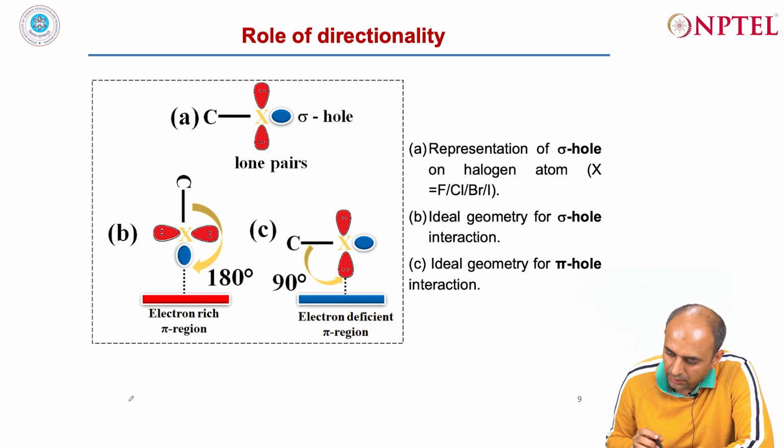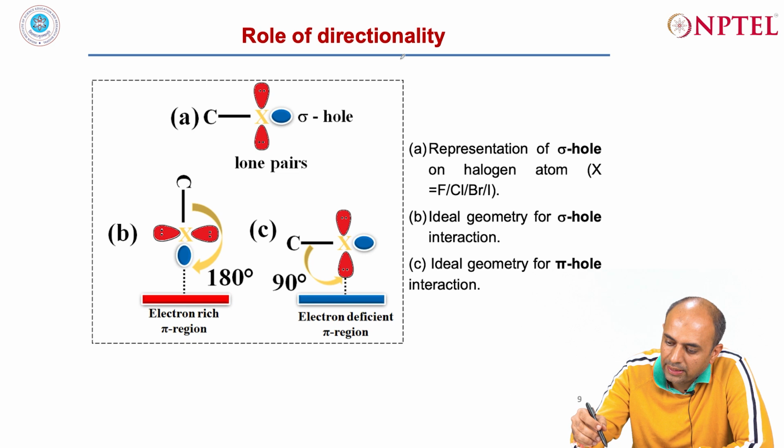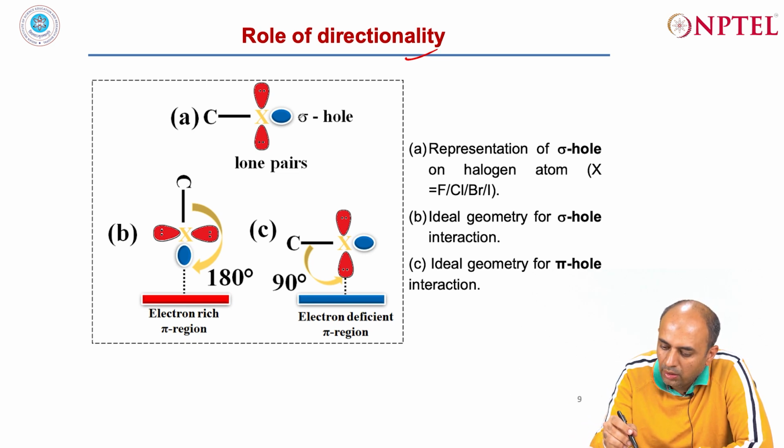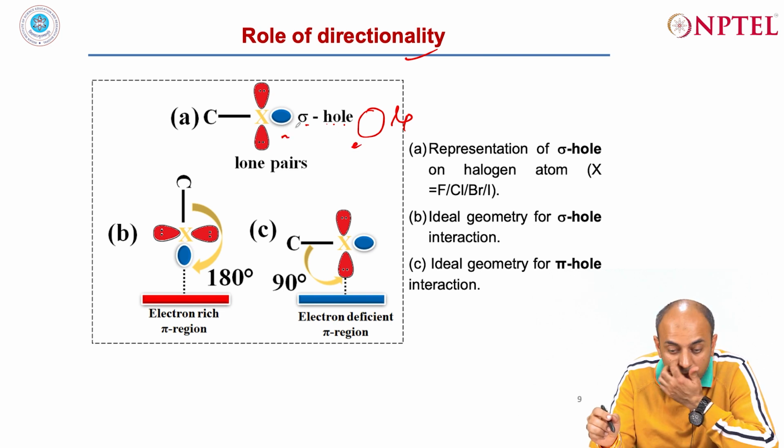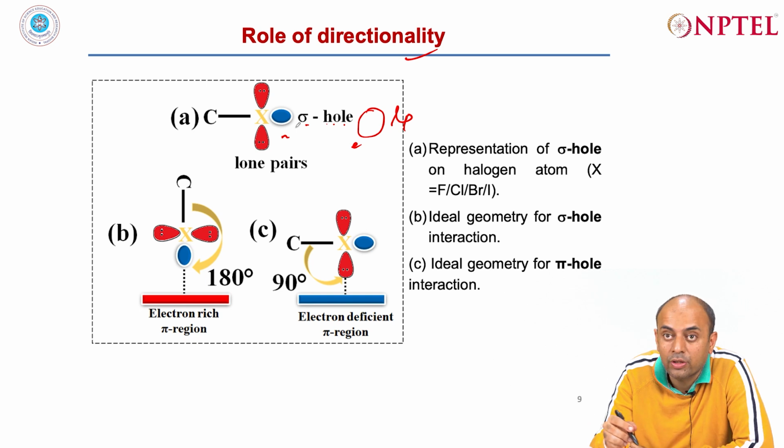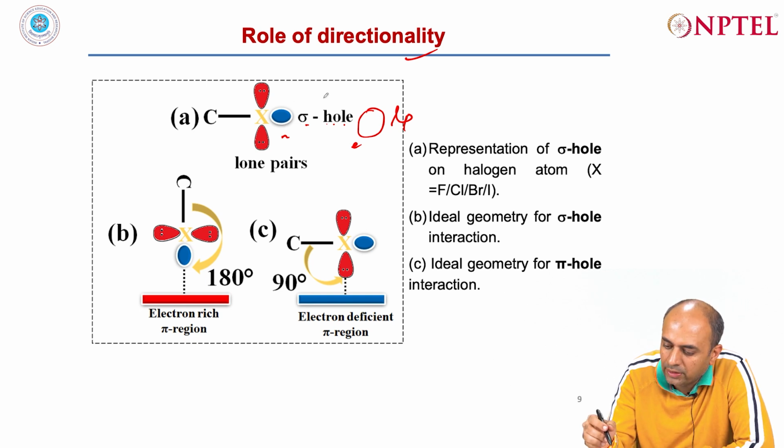So now we can see this thing as well, which is the role of directionality. The role of directionality is very important, where the sigma hole on the halogen tries to interact with a lone pair of electrons so as to maximize the electron nucleus attraction and minimize the electron repulsion, and therefore, the directionality ideally should be around 180 degree here.